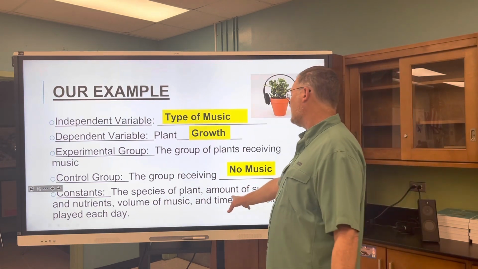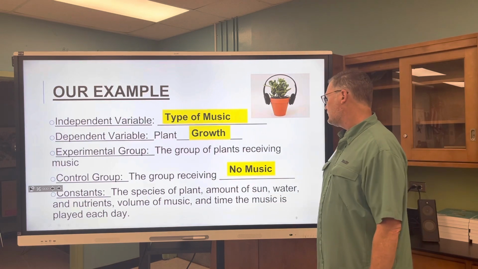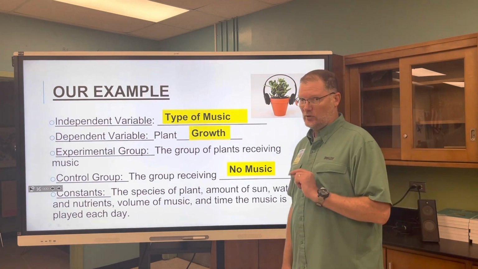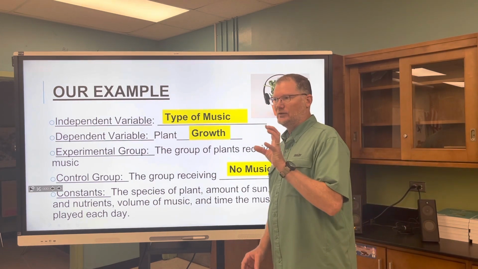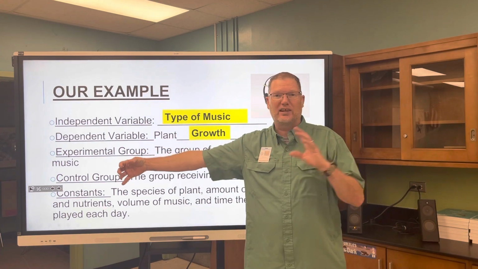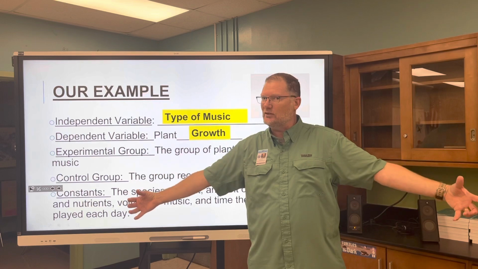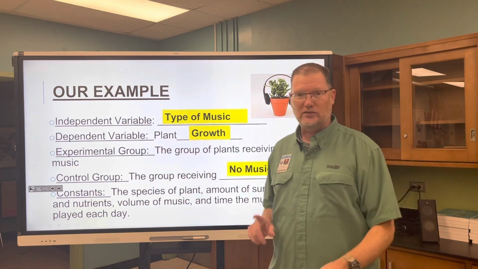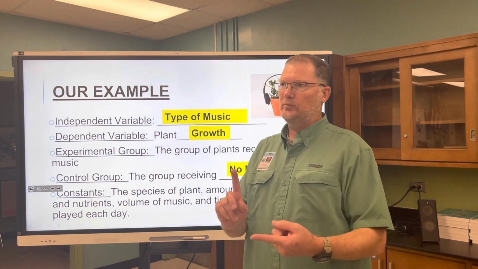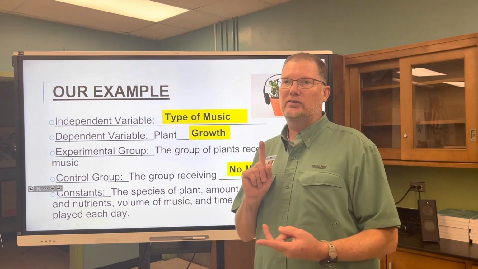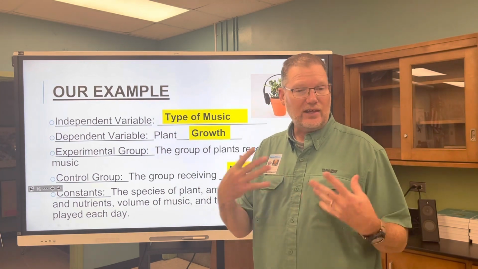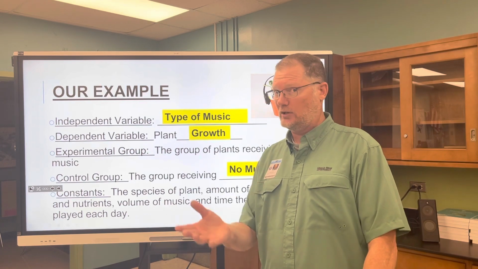And then the constants, again, like I said, are the species of plant, the amount of sun, how much water and nutrients, the volume of the music. That's something that I didn't mention before, but yes, you can't have louder music here and softer music here. So you can't have the speaker at one end of your row of plants and no speaker at this end, because that's a difference in volume. That's another variable. You can't have that. And the time the music is played each day. Is it played in the morning before the sun comes up? Is it played in low light, high light in the middle of the day, or at the end of the day when the processes of photosynthesis are shutting down?